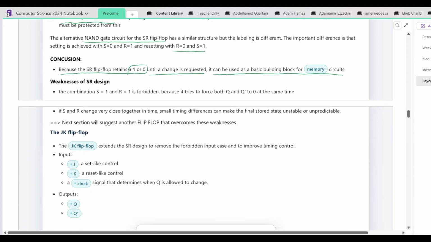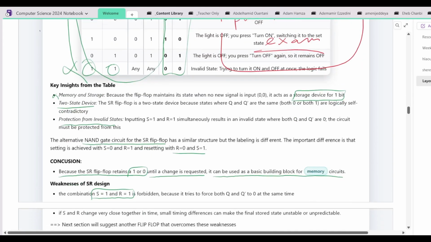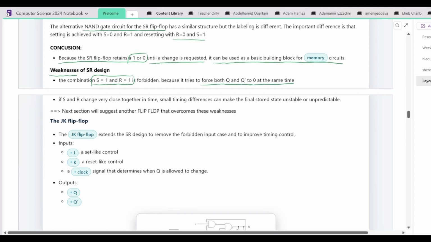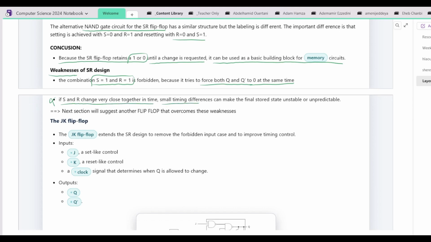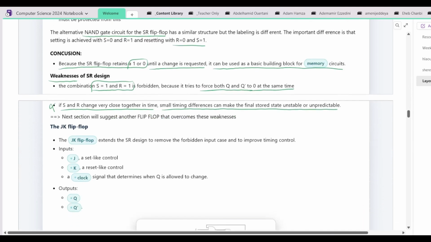The weakness of this design is that the combination S1 R1 is forbidden. We cannot turn on and turn off the light at the same time. This is impossible in the SR flip-flop. Another weakness is that when we try to force both Q and Q bar to 0 at the same time, we can't. The second one: if S and R change very close together in time, a small timing difference can make the final stored state unstable or unpredictable. There is a risk that one arrives before the other and gives us instability.